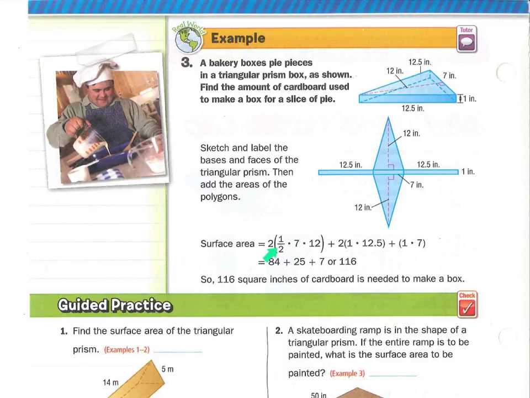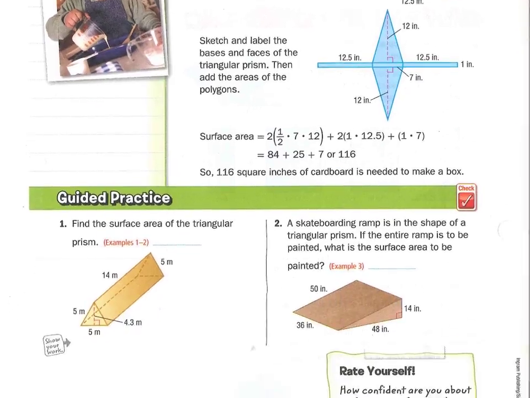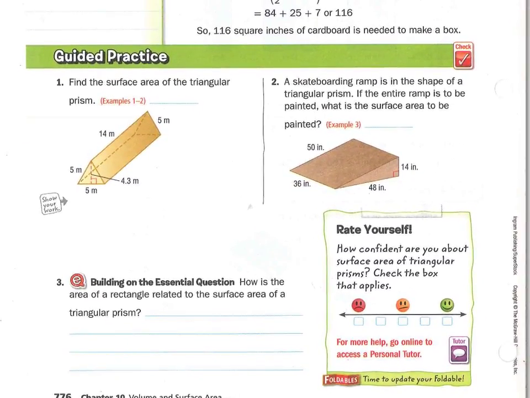First we find the area of the triangular faces. 1/2 times 7 times 12. We do that 2 times. That's why we're multiplying by 2 here. You could do it once and then add them, either way. And then you do 2 times the rectangle that is right here, this one and this one. So that's 2 times 1 plus 12.5. And then one rectangle that has 1 times 7. Add all those up and you get 116. Not too bad, huh? Now it's time for you to try your guided practice.